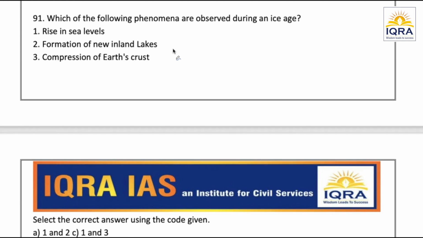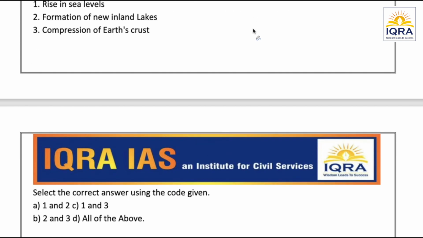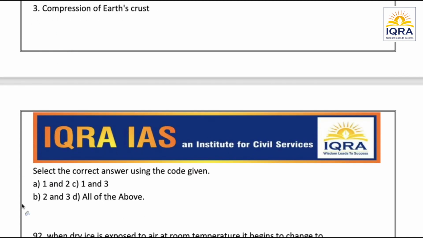Question number 91. Which of the following phenomena are observed during an ice age? Ice age के time पे क्या होता है? Rise in sea level? No, it doesn't happen. Formation of new inland lakes? Yes. Compression of Earth's crust? Yes. So statement 2 and 3 are correct. Hence, option B is the right answer for this question.